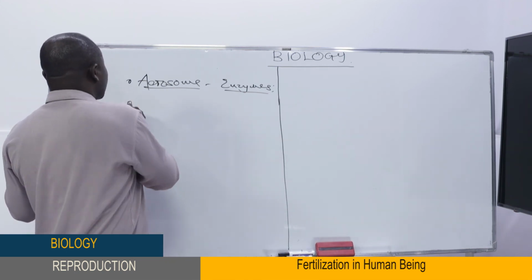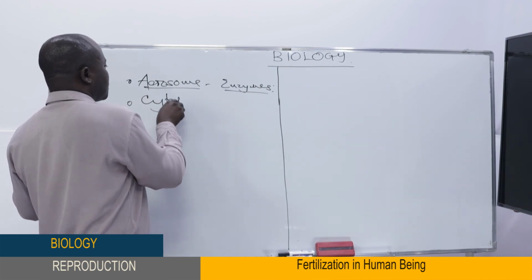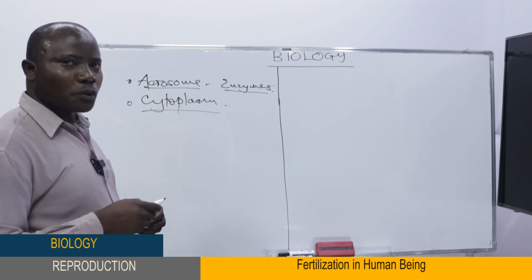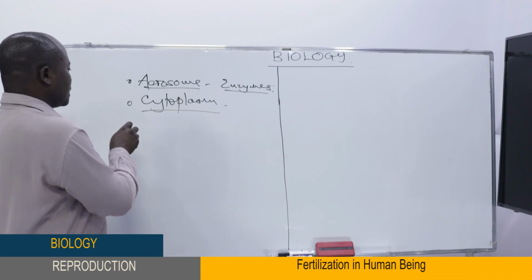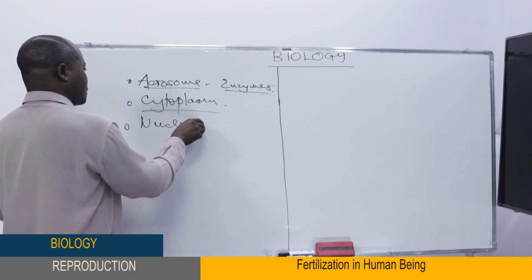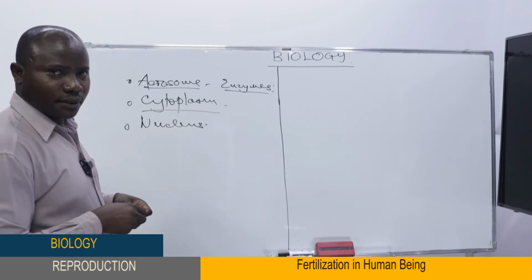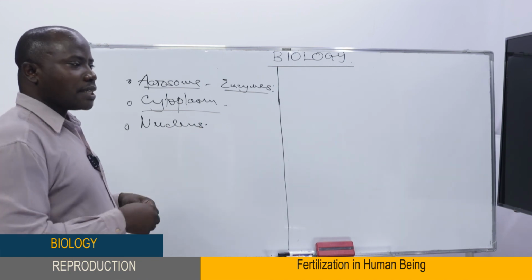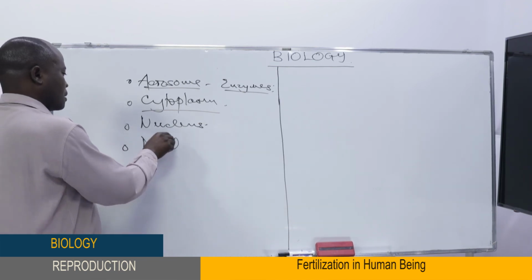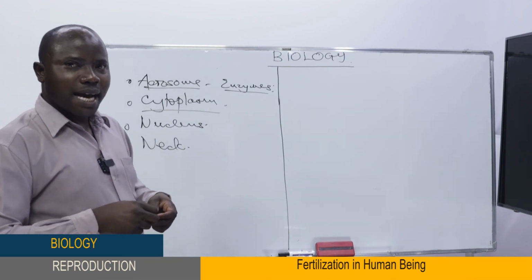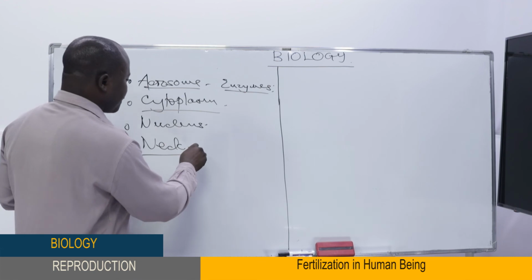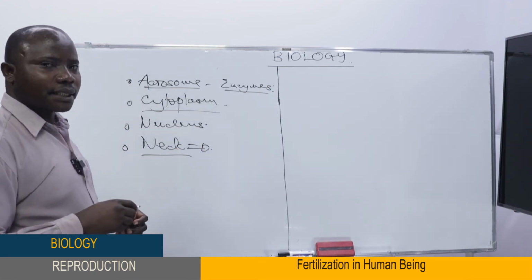But also, you'll have to consider the role of the cytoplasm, what the cytoplasm has and how it contributes to fertilization. But also the role of the nucleus. The sperm cell has a nucleus. What is there within the nucleus, and how is it responsible for fertilization? But also the neck, a very thin part just behind the head of the spermatozoa. What does the neck consist of, and what is the function of that component?